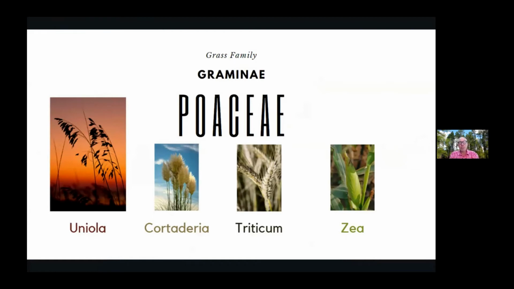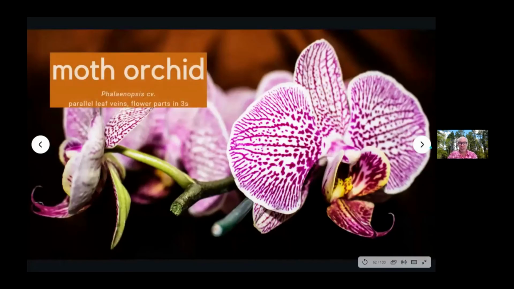So an unknown specimen, we see that it's got parallel leaf veins. It's got vanishingly small flowers that are obviously wind pollinated. We might be in the grass family, so we've eliminated everything else, and we can identify this one unknown species based on further characteristics once we know what family it's in.